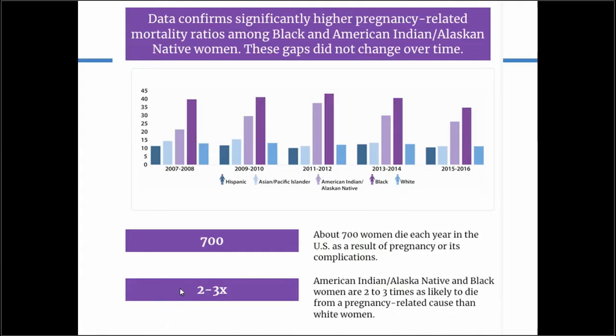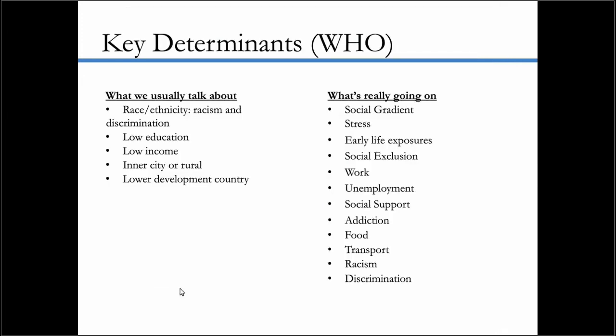I've already mentioned this, but we've seen higher pregnancy-related mortality among Black and American Indian Alaskan Natives, and these gaps haven't changed over time. If we look at how this data is changing, we still see these higher rates among Black and American Indian Alaskan Native women compared to white women in our population, with 2 to 3 times higher maternal mortality. So when we talk about some of the key determinants of health, what we usually talk about are things like race, ethnicity, low income, low education, inner city or rural, or lower developmental country.